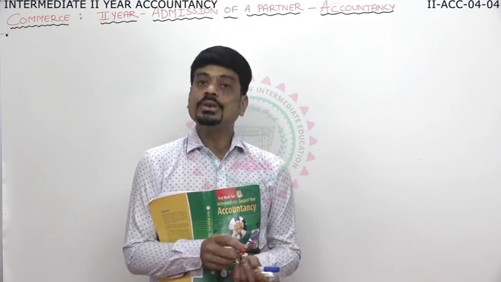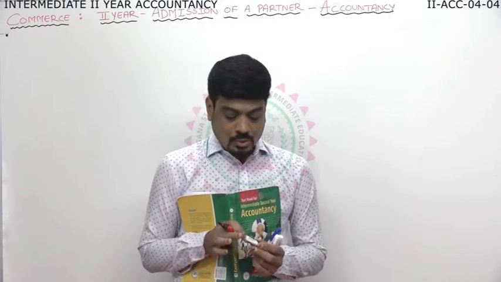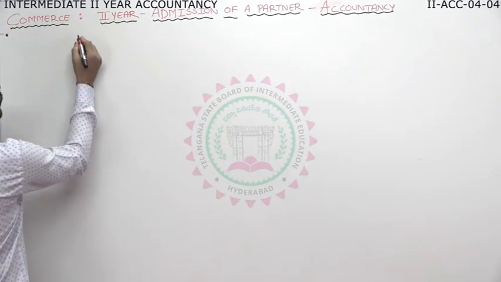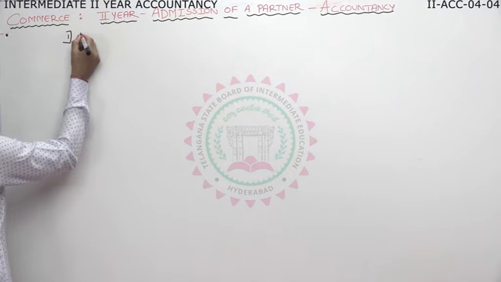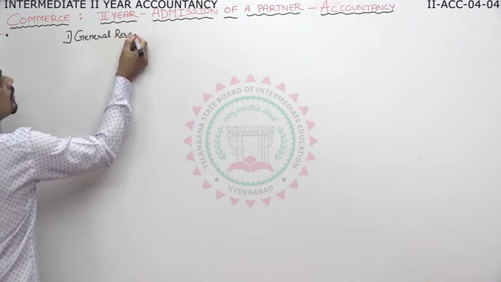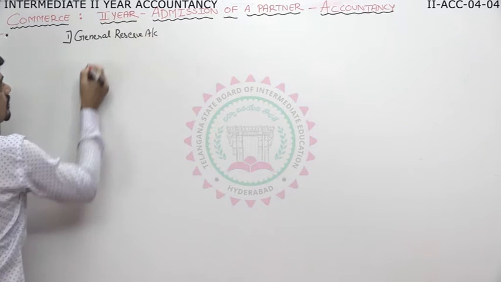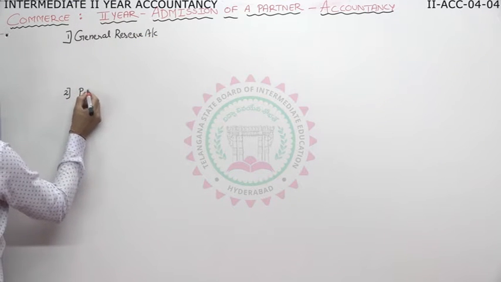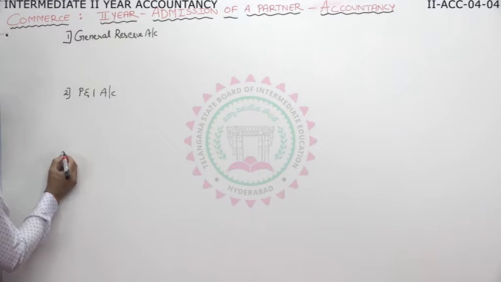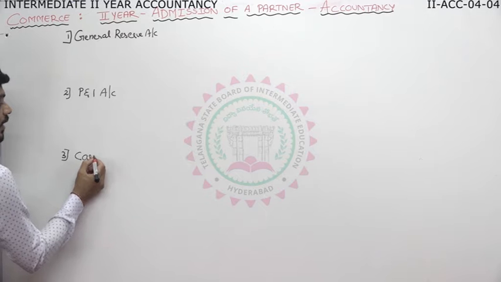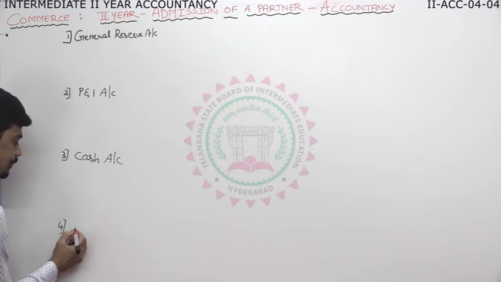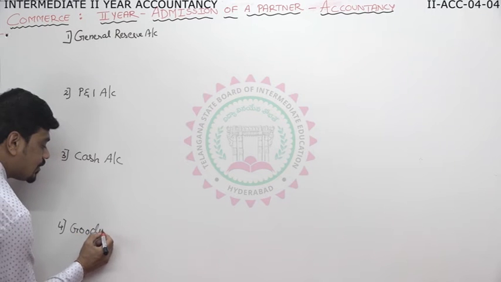Now, how are we going to draft the accounts? You see here, I am drafting the accounts and the sequence of accounts I am going to follow. First, I am going to prepare the general reserve account, about 4 lines, followed by the profit and loss account, again about 4 lines. Then third, I'll make one cash account, 4 lines. Number 4, I'll make the goodwill account.